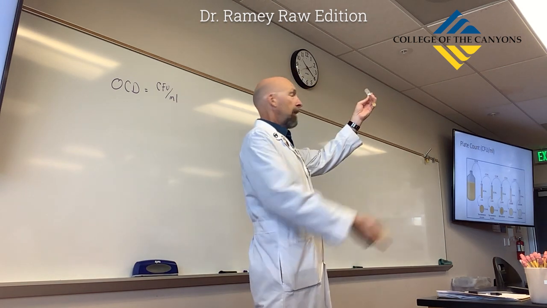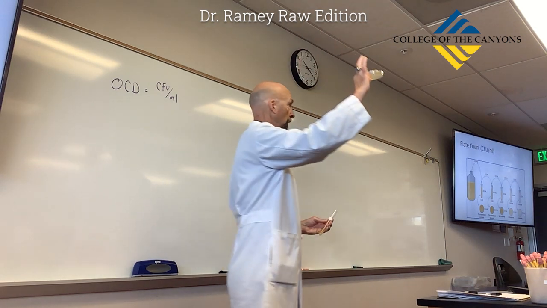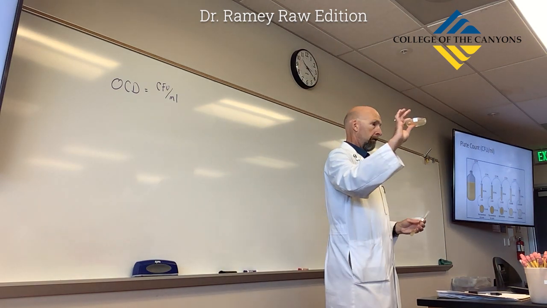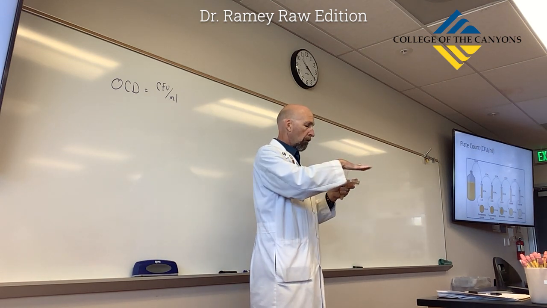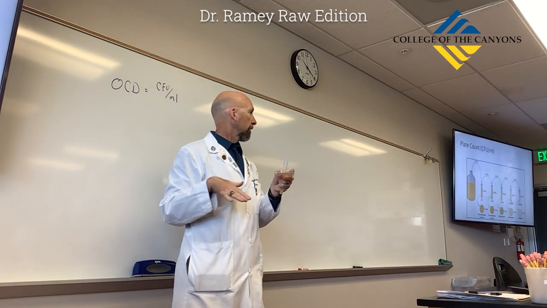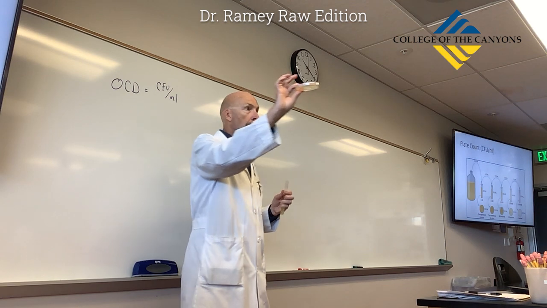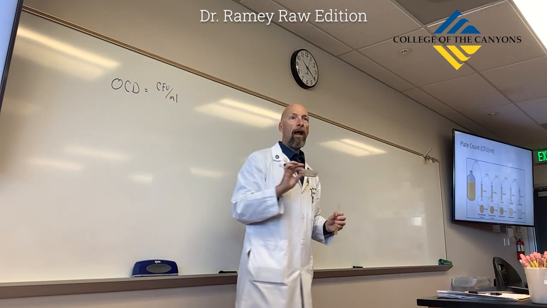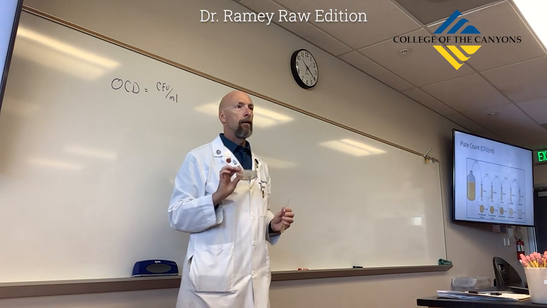Fine. Take 1 mil from your culture, spread it around on the surface of the plate. Not a four-quadrant streak pattern. You just want to spread the culture around evenly over the entire surface of the plate. 1 mil. Incubate it, and you take it out of the incubator on Tuesday, and there's 50 colonies on there. What's your OCD?